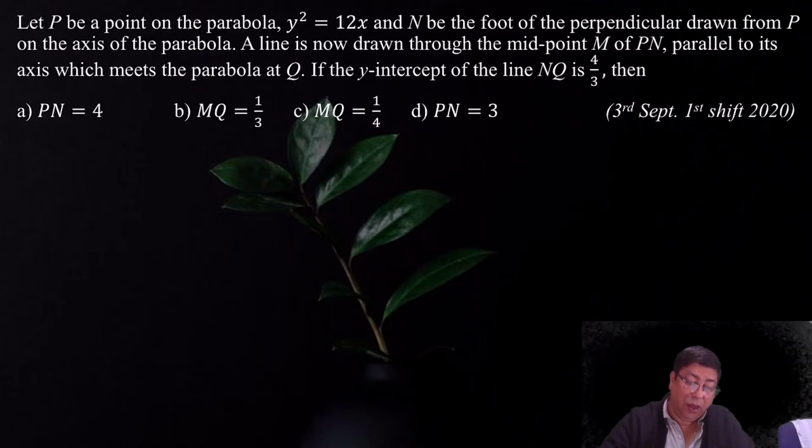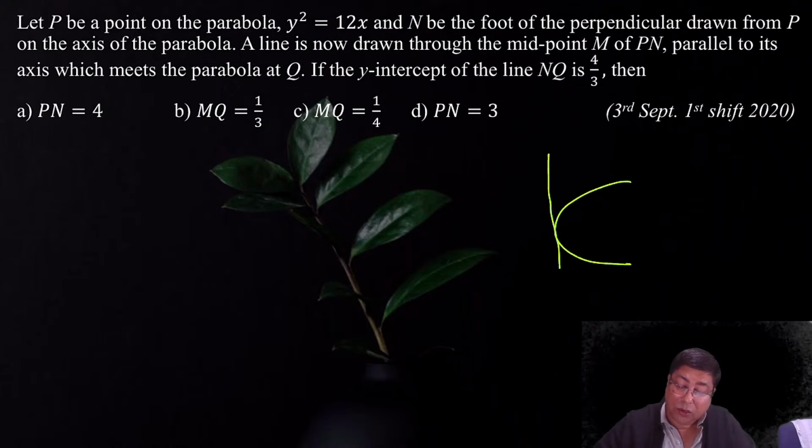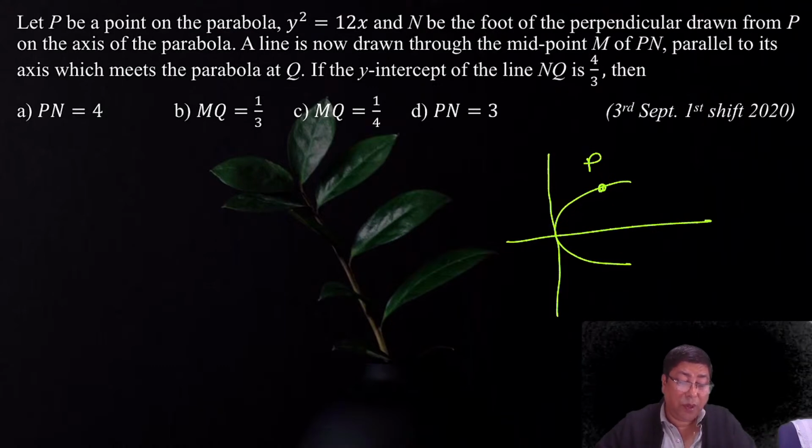Let P be a point on the parabola y square equal to 12x and N be the foot of the perpendicular drawn from P on the axis of the parabola. A line is now drawn through the midpoint M of the PN. Not a very confusing sum it is. Just draw the diagram, it will be easier for us to draw the diagram with the statement. Here it is given P is a point on the parabola y square equal to 12x, here a equal to 3, and N is the foot of the perpendicular drawn from P on the axis. That is, this is the N.